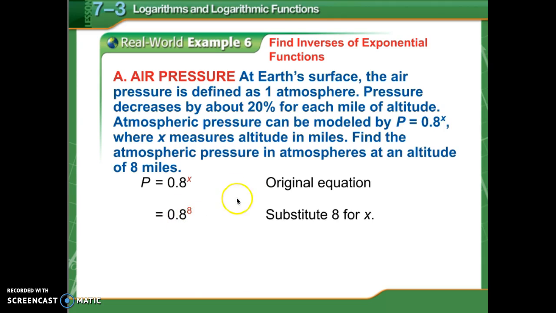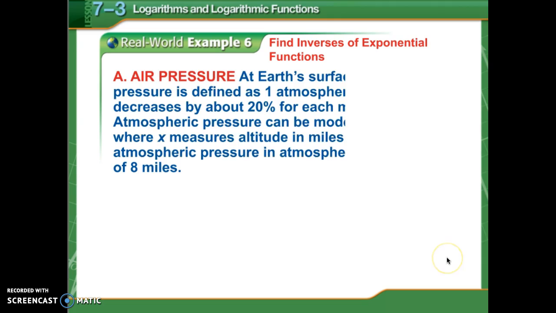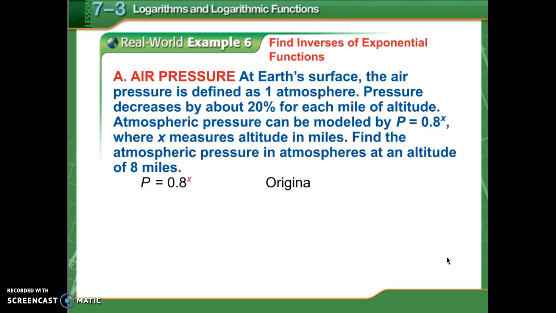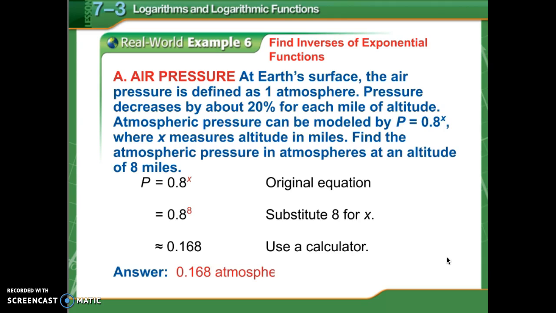So clearly here, if we're finding an altitude of 8 miles, we're just going to plug in 8. So we're going to get a pressure of about 0.168. So our answer is 0.168 atmospheres.